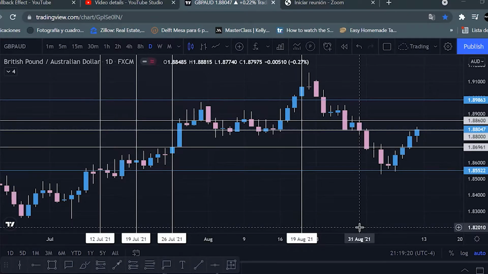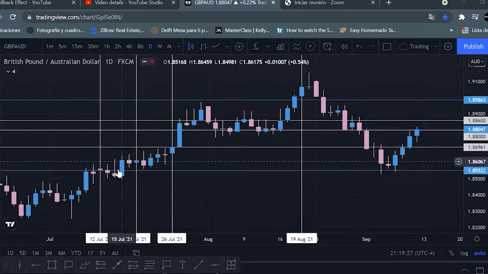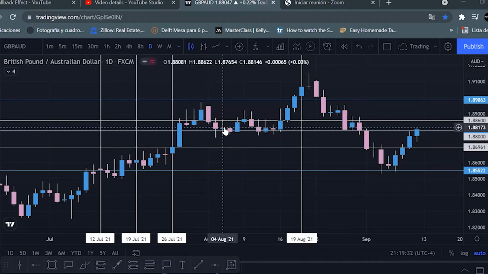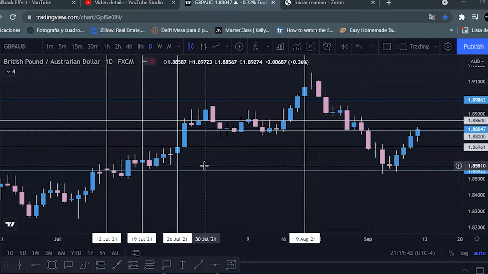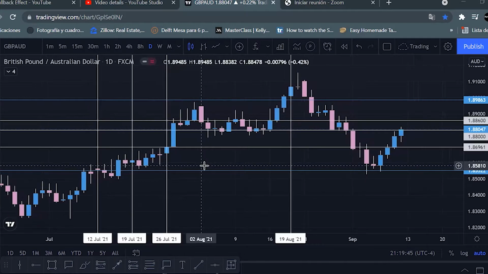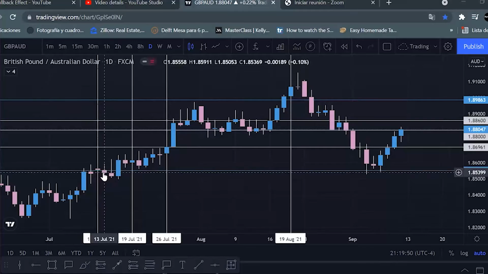Pretty much what I did, I edited it out and compressed it all together so you guys could see all this movement that I've been calling throughout pretty much the last 2 months now. Our first day that we started was July 12th, July 11th, around there. It was on a Sunday when we first met here on YouTube with the weekly analysis.